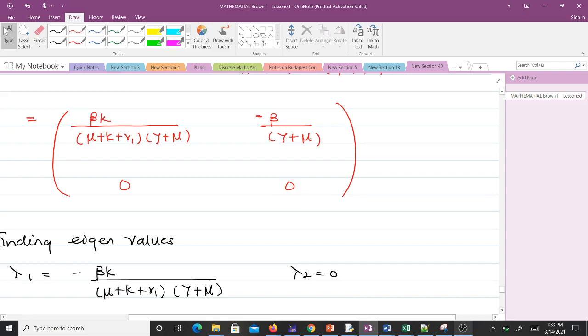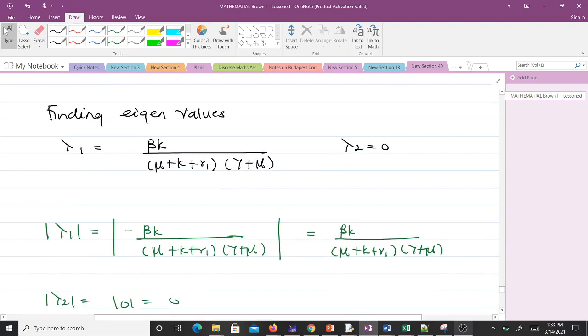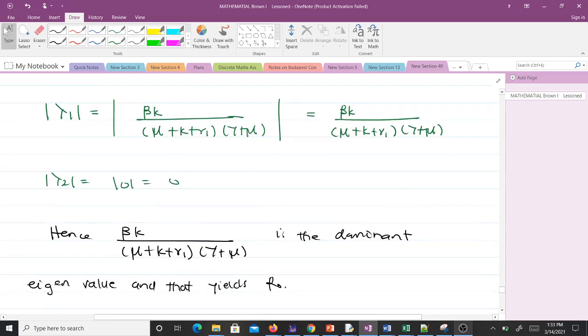So here we find the eigenvalue. Okay, but since our matrix is in this form, that means the eigenvalues will be the diagonal elements, right? So our eigenvalue lambda 1 will be beta kappa over mu plus kappa plus r1, or multiplying gamma plus mu, and our lambda 2 will be 0. So we find the dominant, we find the absolute value of these two, right? So there is no negative here, right? So when you find the absolute value of this, you get beta kappa plus and so on, and the absolute value of 0 is also 0.